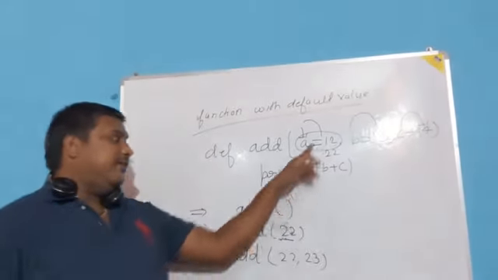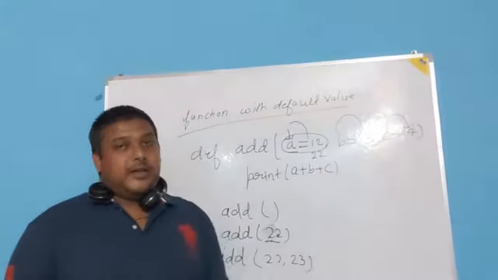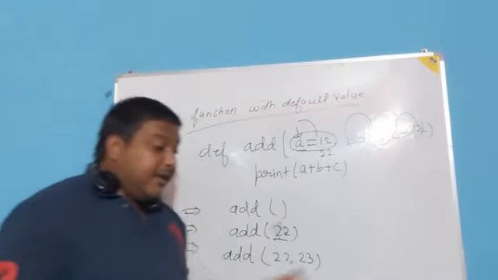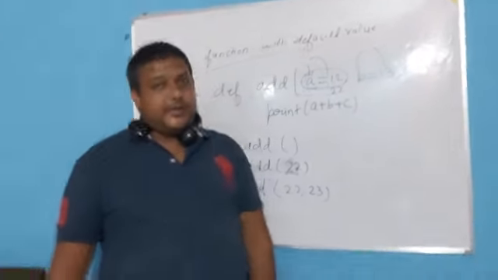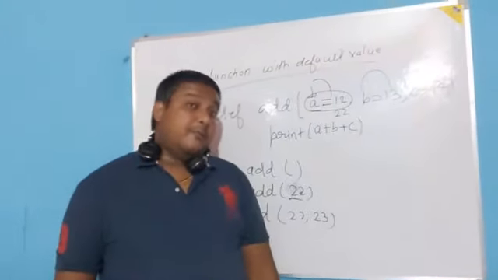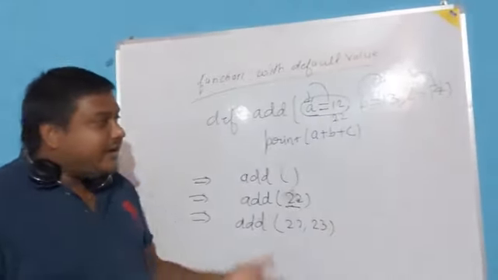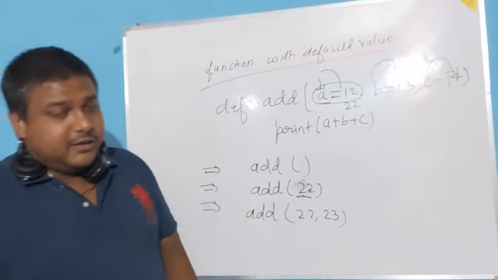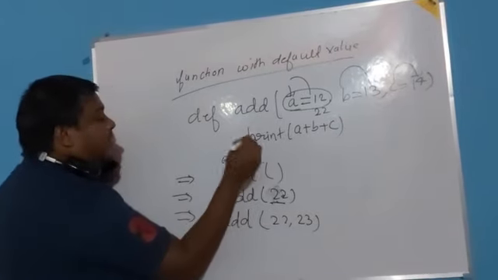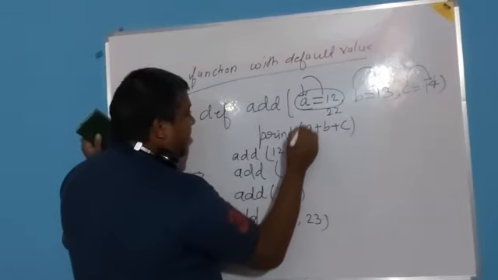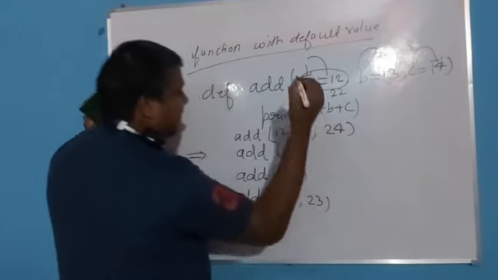The value of a will become 22, the value of b will become 23, and the value of c will take what by default. If you want, you may change only the value of c, and the value of a and the value of b you want to remain as they are, 12 and 13. So in that case we do not have another way. What we will do, we will write here add, and what is the default value of a? 12. What is the default value of b? 13, and the value of c we will change to 24.